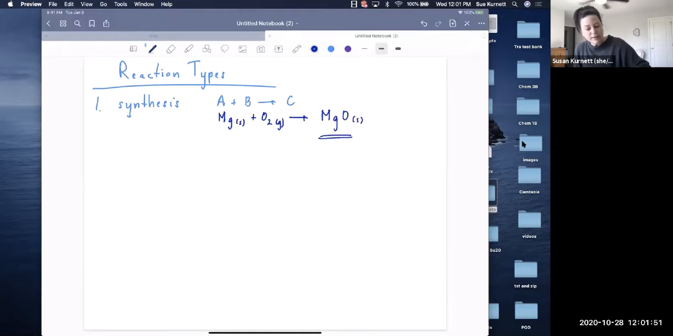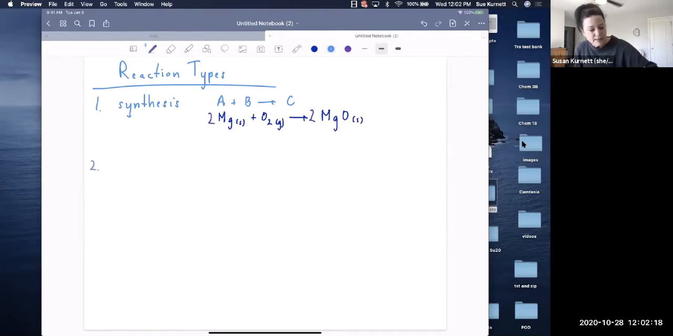One magnesium on the right, one on the left, one oxygen on the right, two on the left. Oh, I better fix that. To fix it, I can't just put a 2 down here because that wouldn't be the right formula for magnesium oxide. What I need to do is, once I have my formulas written correctly, add coefficients. So I put a 2 here, that fixes my oxygens. I put a 2 there. Now I have a balanced equation. That is one example of a synthesis reaction.